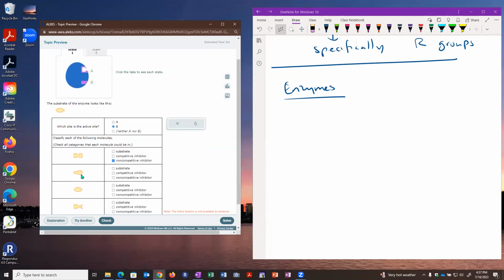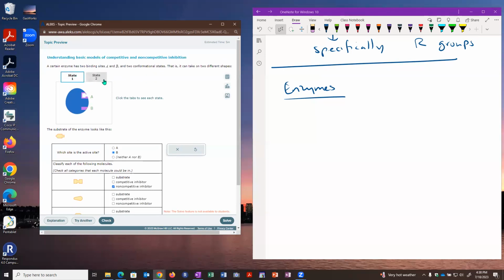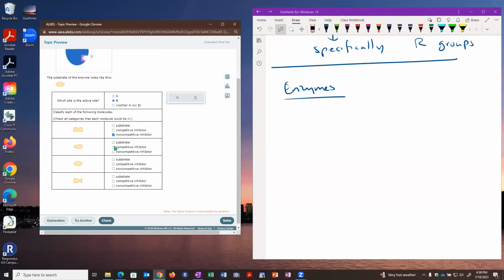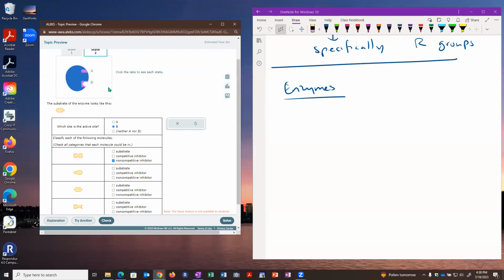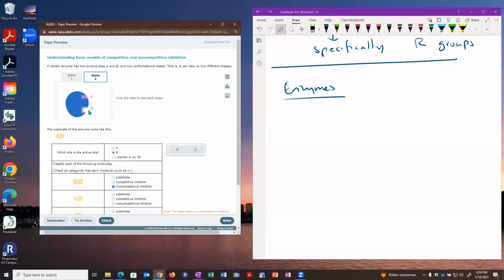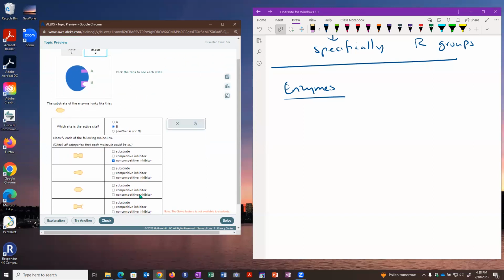This molecule here is not complementary to any of the sites, A or B, in any of the states, so we're not going to check anything for that. This third molecule is complementary in shape to the active site in B, so it can actually compete with the substrate of the enzyme for this active site. So that would be an example of a competitive inhibitor, right? Because it resembles the shape of the substrate, so it'll compete for that active site.